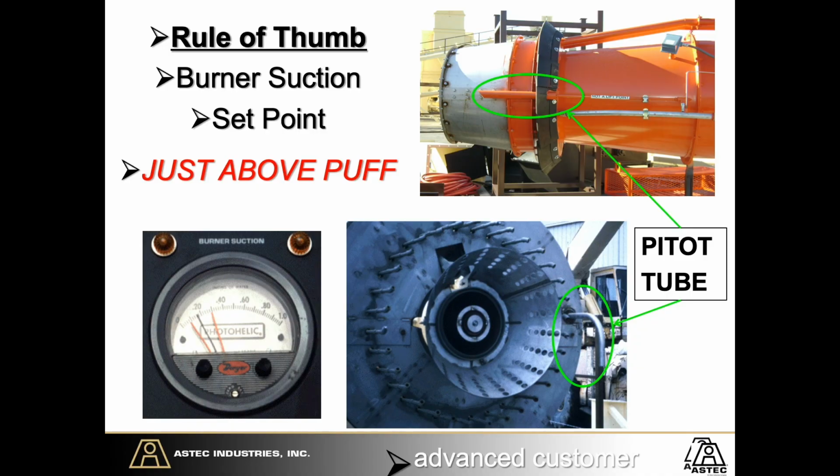How's this measured? It's measured with a Photohelic, and on the burner end there will be a pitot tube. And those pitot tubes can be located in a couple of different locations. Some of them are turned down 90, some of them are straight, but that is where that burner suction, the inches of water column, is looked at. And we usually want to keep them around 0.25.